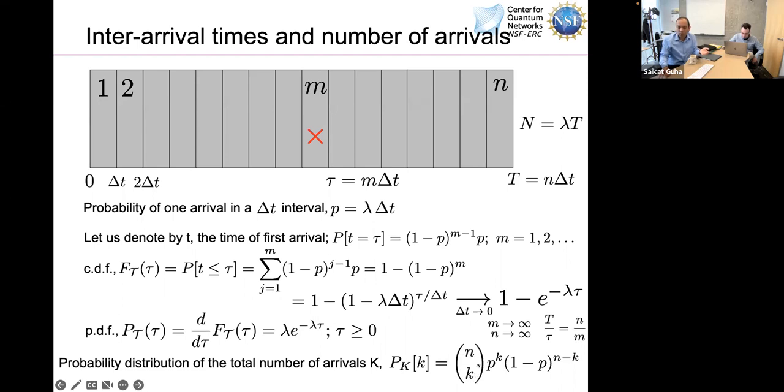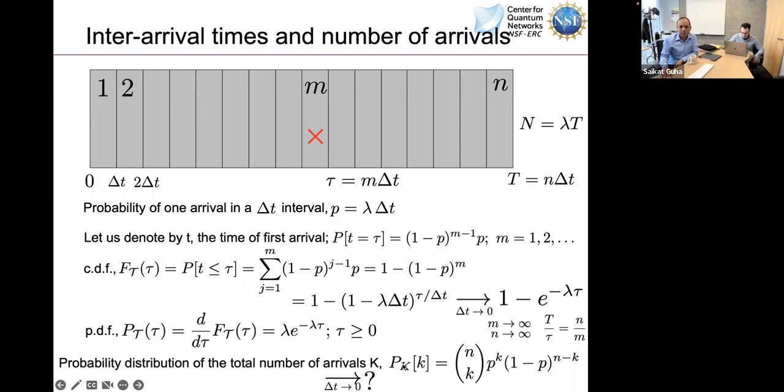So n choose k is the number of ways k arrivals can happen in n time bins. And for each of those possible ways in which k arrivals could occur, the probability of that event is p to the k, since in k of the time bins arrivals happen, times (1 minus p) to the n minus k, since in n minus k of the time bins no arrivals happen. And now I'm going to do the same thing, take the limit as delta t goes to 0 and see what this probability distribution reduces to.